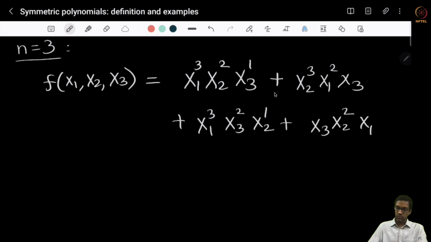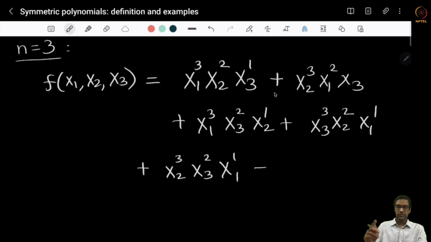Okay, so 3, 2, 1. I've done 3 of the permutations, but there are some more. There are these cyclic permutations, for example. So what are my other permutations? I cyclically shift the 3 variables: 1 goes to 2, 2 becomes 3, 3 becomes 1. And the powers are still 3 to 1.